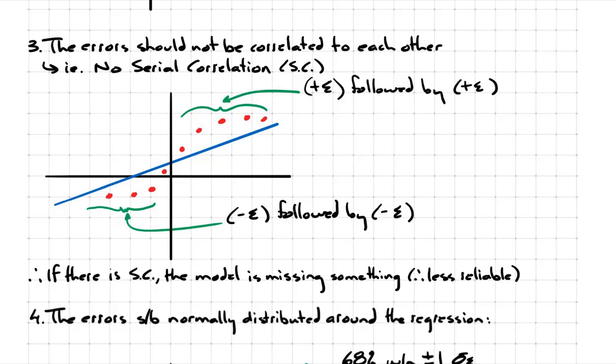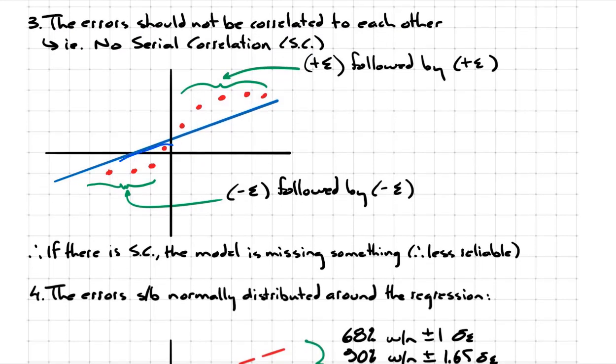Now, the third thing that we want to make sure our errors are in compliance with is the following. The errors should not be correlated to each other. In other words, there should not be any serial correlation. And here's an example of serial correlation. Have a look at these observations. They all lie below the regression line in succession. So the result is you have one negative error followed by another negative error. So they're correlated. And same thing here. You have positive errors followed by positive errors. And that's what serial correlation is, because these errors are sort of exhibiting a pattern with each other.